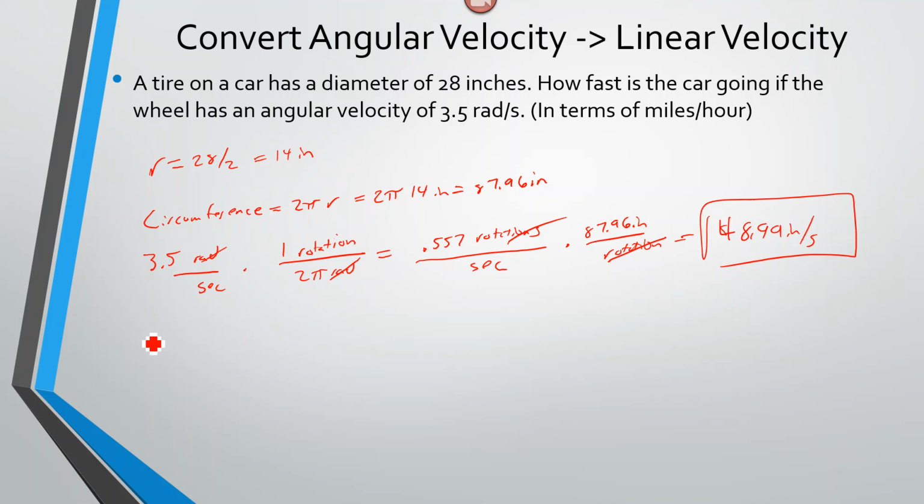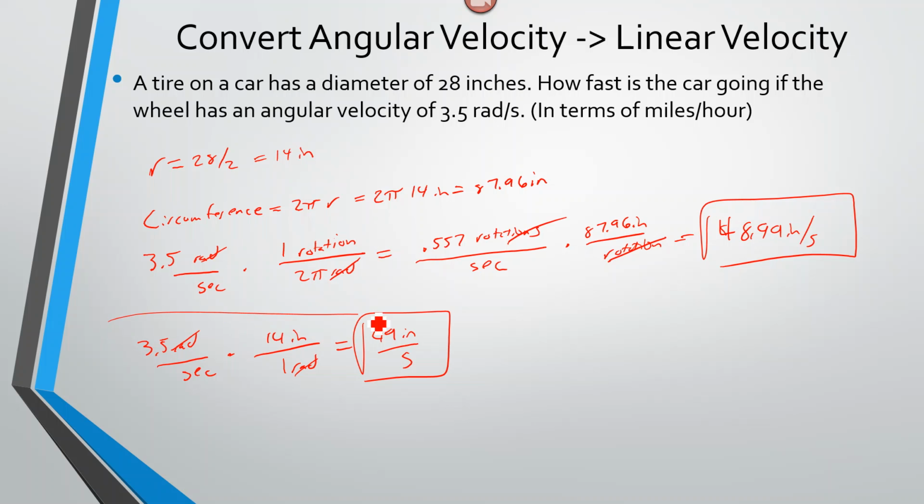Let's look at another way to do it. So 3.5 radians per second. And we can times this by 14 inches per 1 radian. You can sub in your radius for radian. And then radians cancel. And you get 49 inches per second. So basically the same thing. This is probably the easiest way to do it, by the way. You can do everything above the line, or you can do everything below the line. Get the same answer. So the radius approach is a little easier, depending on what's given to you, and can be easier in a lot of cases.